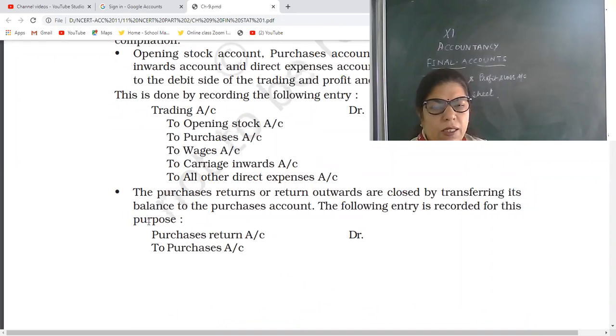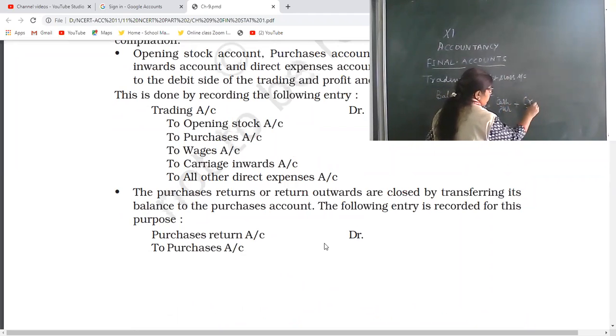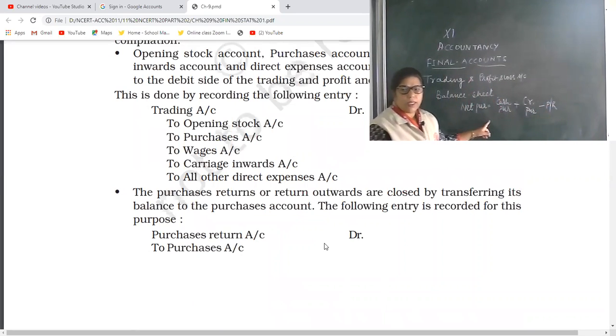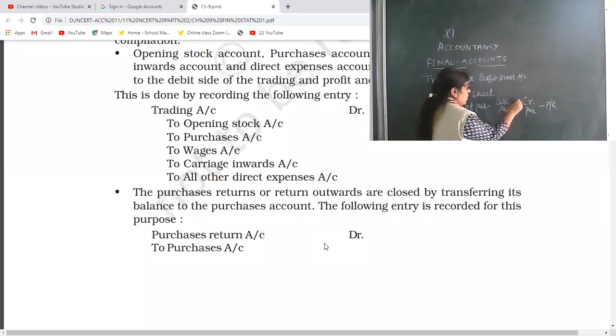Now, purchase return will be closed by transferring to the purchase account. Just now I told you, because we have to show net purchase. Net purchase is equal to cash purchase plus credit purchase minus purchase return. Cash purchase plus credit purchase minus purchase return.